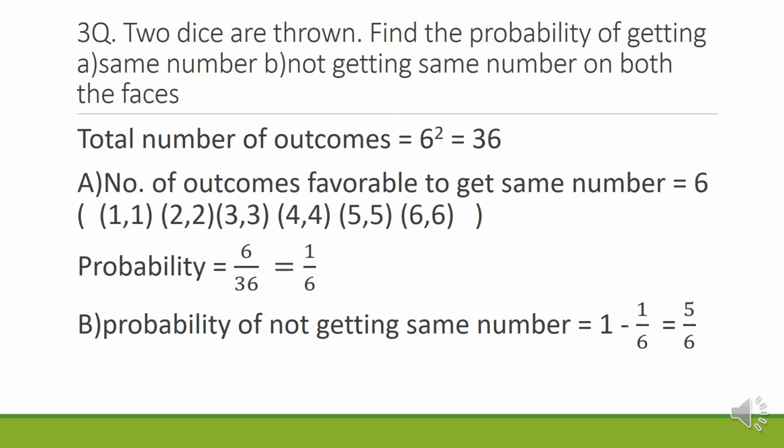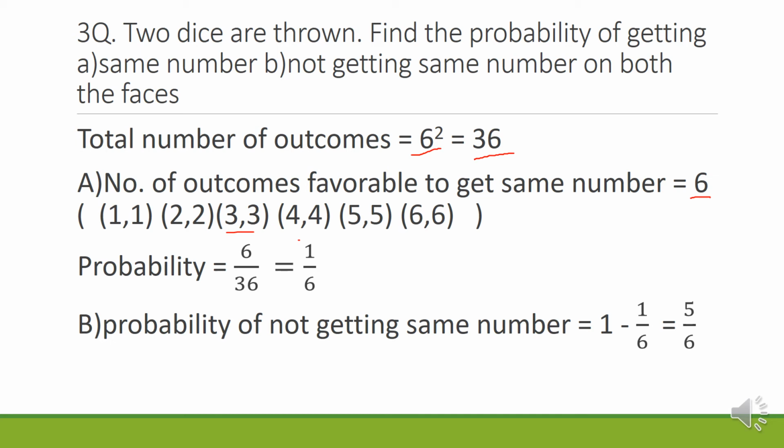2 dice are thrown. Find the probability of getting A, the same number, B, not getting the same number on both the faces. Here we are throwing 2 dice, so the total number of outcomes will be 6 power 2, that is equal to 36. To get the same number, the number of favorable outcomes is 6, and those outcomes will be 1 comma 1, 2 comma 2, 3 comma 3, 4 comma 4, 5 comma 5 and 6 comma 6. So the probability is favorable outcomes by total number of outcomes, that is equal to 6 by 36, which is equal to 1 by 6.